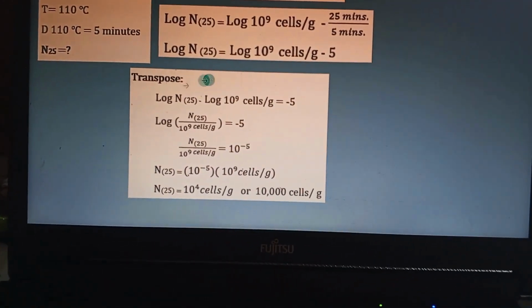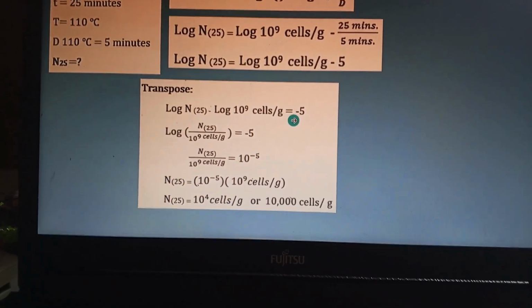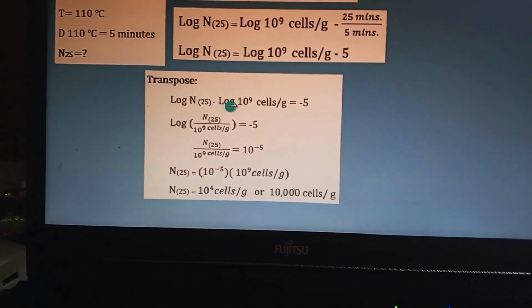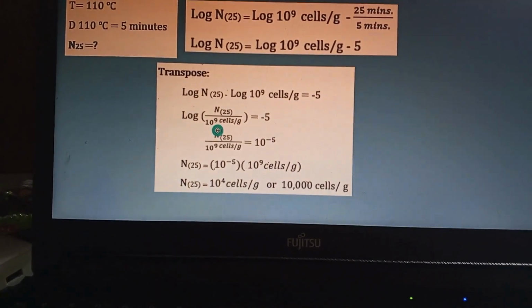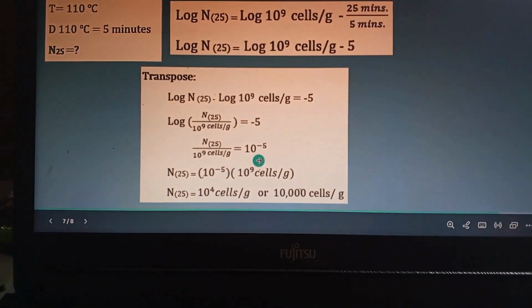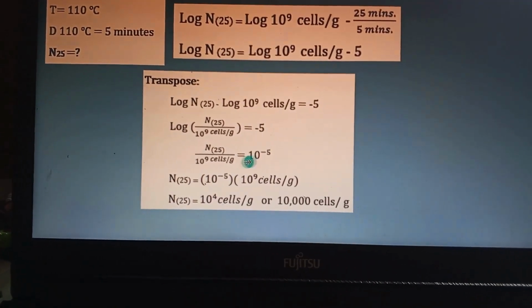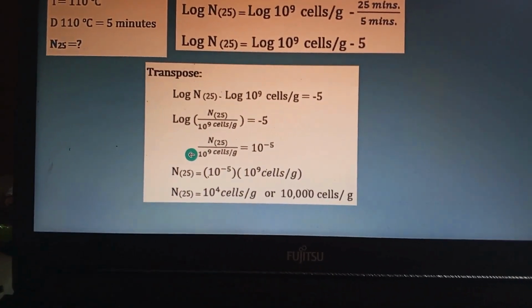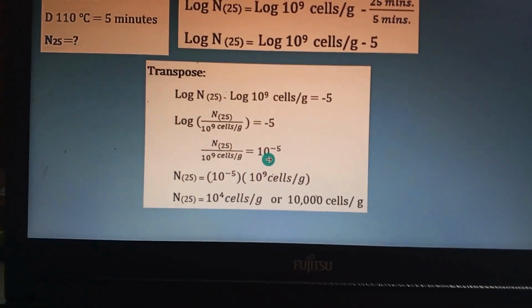After that, transpose the log N25 minus log 10 to the power of 9 cells per gram is equal to negative 5. Then combine these two, it will become log of N25 over 10 to the power of 9 cells per gram is equal to negative 5. So to remove the log, this will become 10 to the power of negative 5. So N25 divided by 10 to the power of 9 cells per gram is equal to 10 to the power of negative 5.